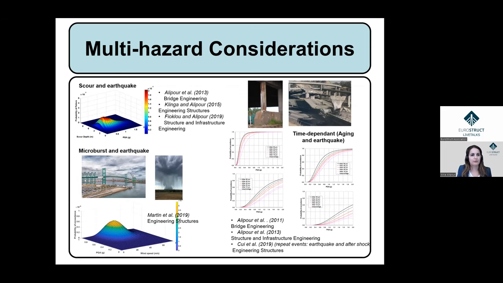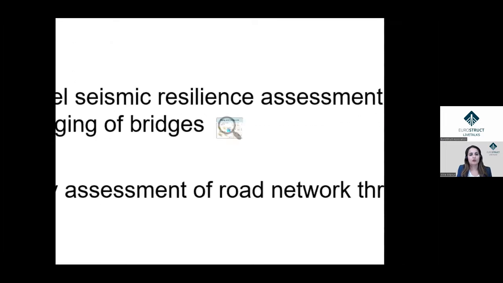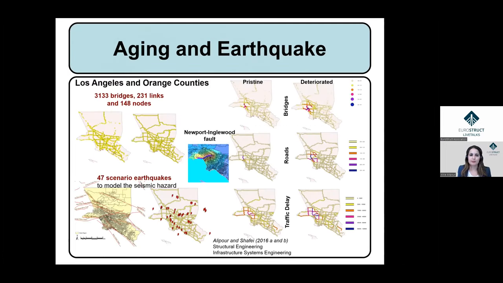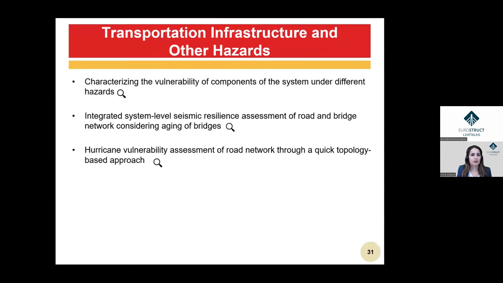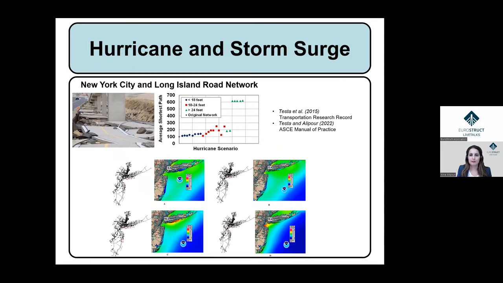That's some of the work that we have done previously. We have also looked into a similar system conducting the risk assessment under earthquake events, seismic events in Los Angeles and Orange counties. That's some of the work that has been done. And also looking into this in the context of hurricane and storm surge. And actually we developed, in the ASCE Manual of Practice, an approach that is a very straightforward approach for understanding the level of resilience in the system in a fast-paced way.